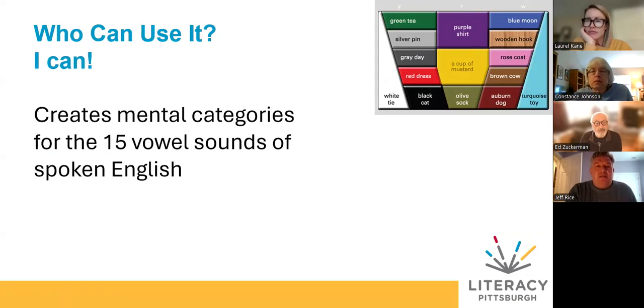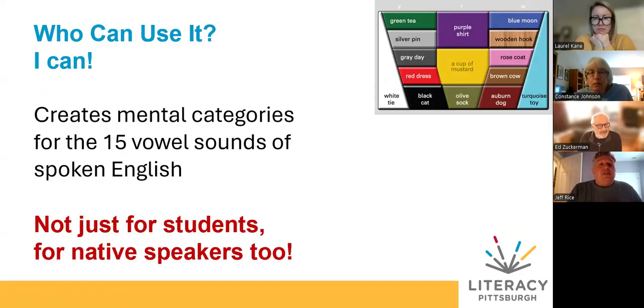So start with ourselves. I mentioned that this chart helps to create mental categories for the 15 vowel sounds of spoken English. That's not just for people who are learning English, that's also for native speakers too. We have these categories subconsciously available to us that we use when speaking, but we might not have really learned how to talk about them, or which ones are moving vowels and which ones are still vowels. So becoming more aware of that can help you. Basically, you need to understand it yourself before you can share it with your students.